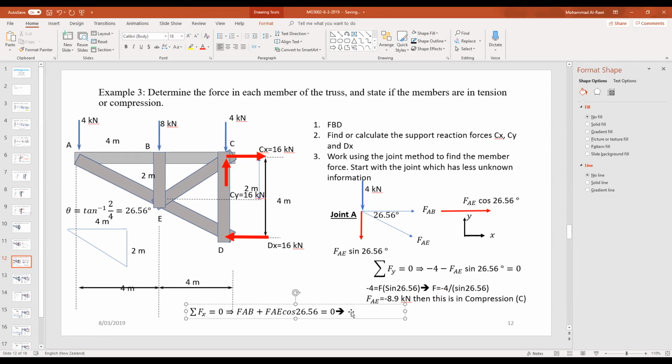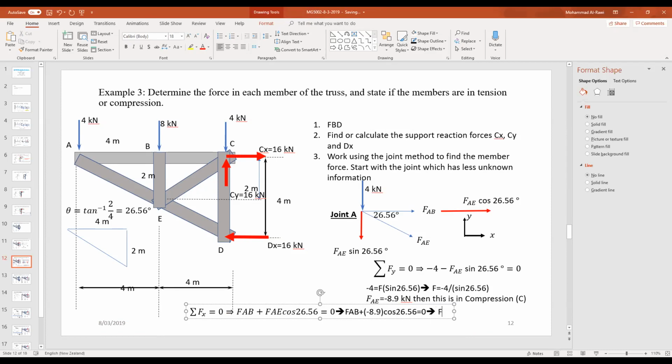Now I come here to this equation. FAB is the force we're trying to find, equals, I'll need to substitute. So plus, as the equation says, but I got the FAE is minus 8.9. So I put the minus there, times the angle, which is cosine 26.56 in degrees. It's just to show you how this works, because you don't want to confuse yourself, equals 0. Now, the negative and plus will end up being positive.